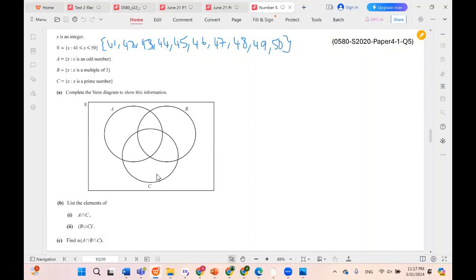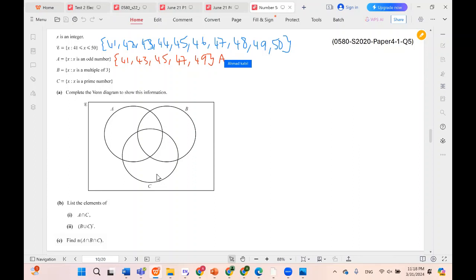In set A, X has to be an odd number. So let's just write down the odd numbers here. So 41, 43, 45, 47, 49. This would be set A.